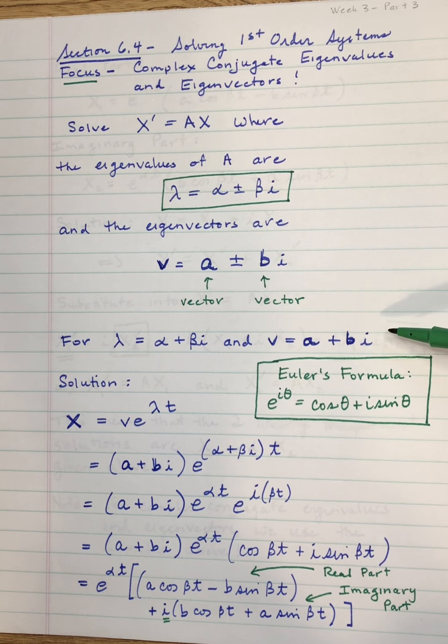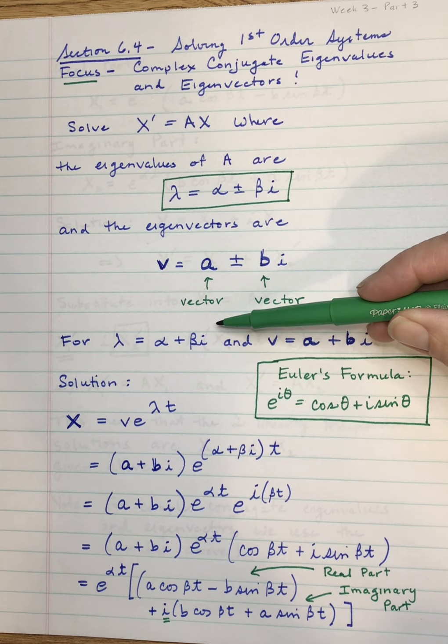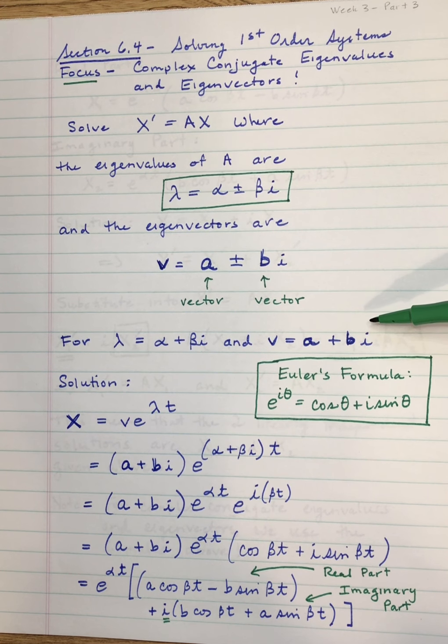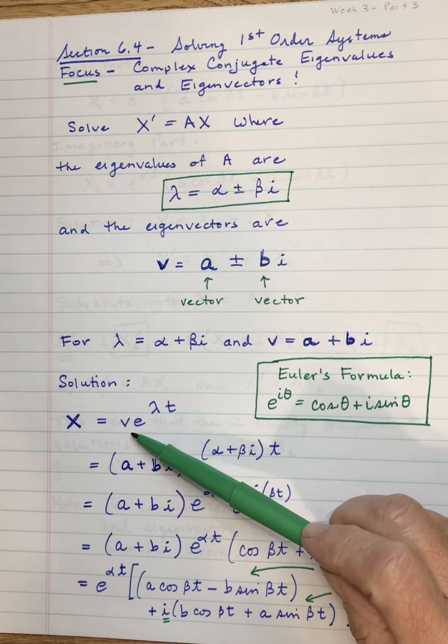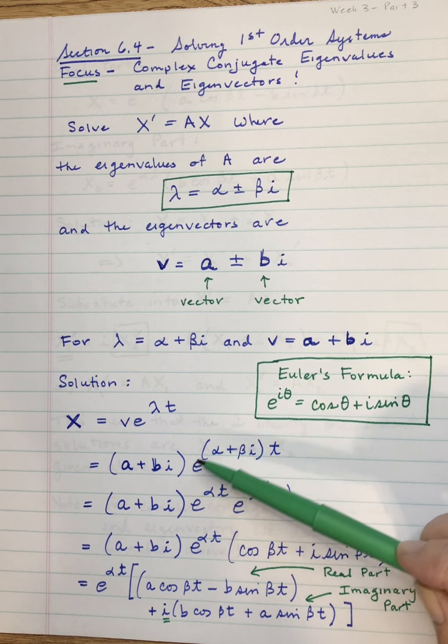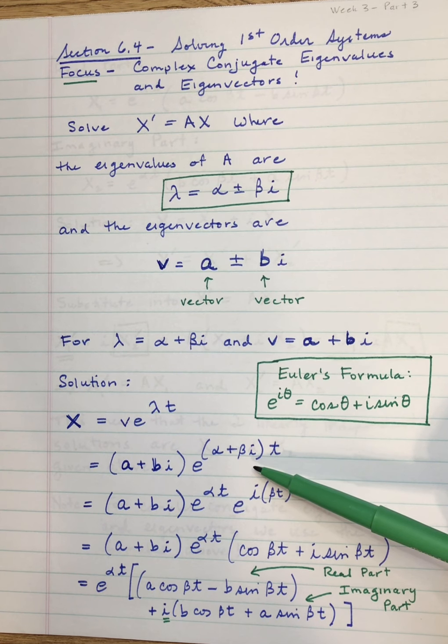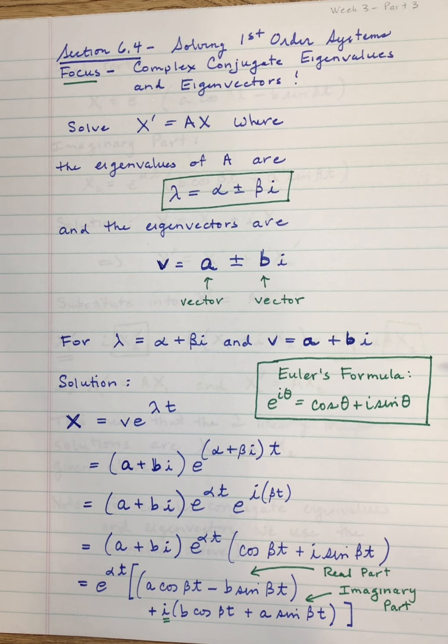So we know that if we have the eigenvalue alpha plus beta i and the corresponding eigenvector a plus bi, then our solution is given by x equals v times e to the lambda t. So we're going to replace the vector v with a plus bi, lambda with alpha plus beta i. And you remember when we were solving second order equations with complex conjugate roots to the characteristic equation, we used Euler's formula, e to the i theta equals cosine theta plus i sine theta.